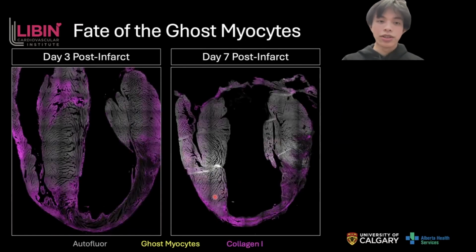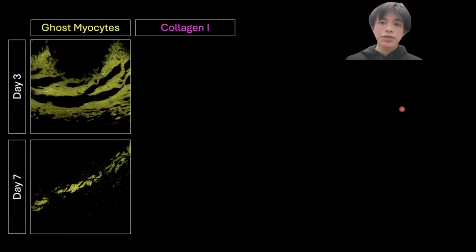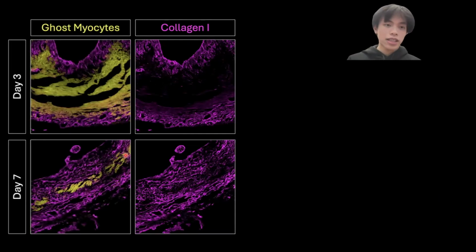Shown here in magenta is collagen 1, which is a critical component of a scar. And at day 7, coinciding with the increased breakdown of ghost myocytes, we have an increase in collagen scar formation. But where exactly is this collagen being deposited? So if we take a closer look into the infarct at day 3, we can tell that the collagen in magenta surrounds the yellow ghost myocyte region. By day 7, when this yellow footprint has shrunk, the collagen has taken over these cleared areas. So the ghost myocytes seem to act as a barrier and hold back scar formation. And as they are removed, the scar expands, further stiffening the heart and reducing its ability to pump blood.